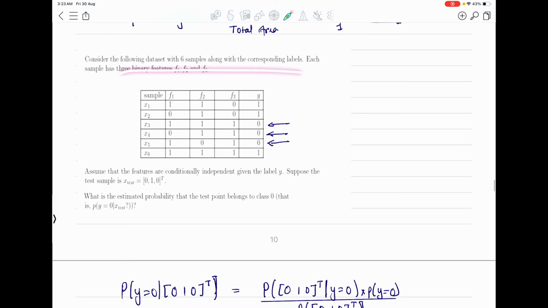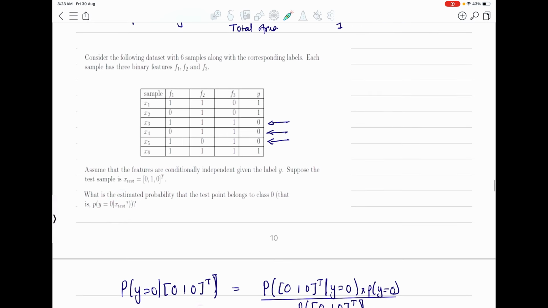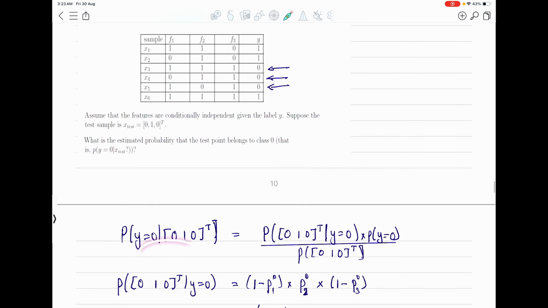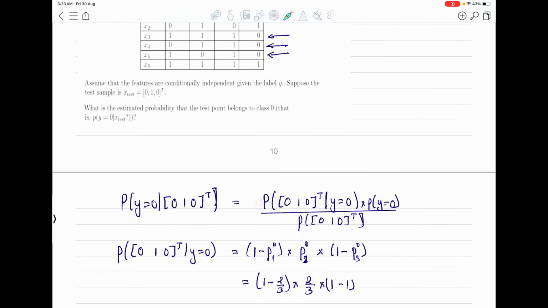Next question. Consider the following dataset with 6 samples and assume that the features are conditionally independent given label y. Suppose that the test data is this. What is the probability of P of y equals 0 given x test? So P of y equals 0 given x test is nothing but P of x test given y equals 0 into P of y equals 0 upon P of x test, right? So we have to find this first, because we already have conditional class independence.